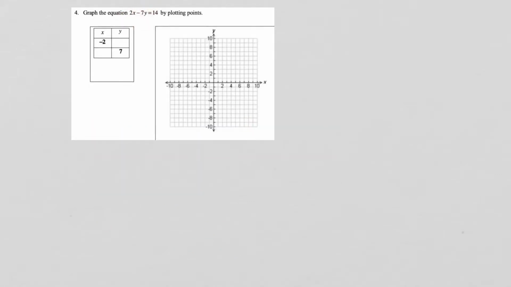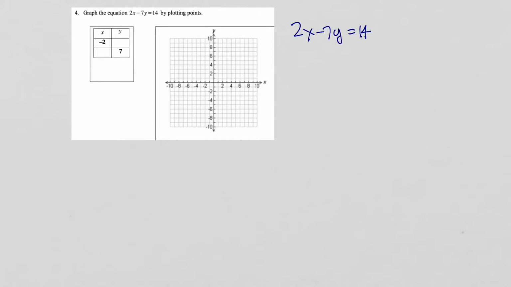Let's graph this line here, 2x minus 7y equals 14. Now, I just like to write it because it gives me a feel for what I'm doing. Oh, let's write it correctly, though. It goes like this, doesn't it? It goes 2x minus 7y equals 14.